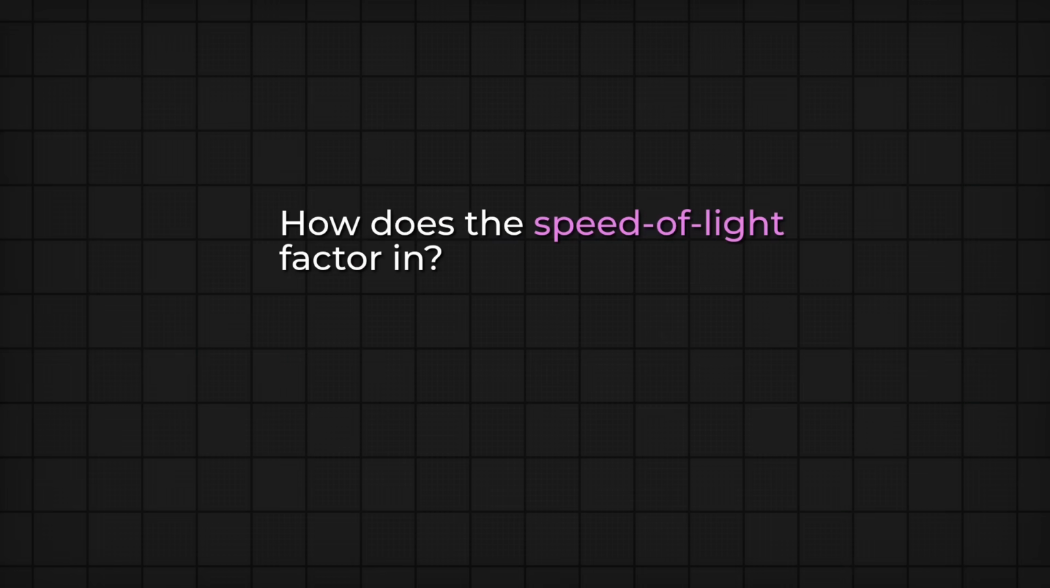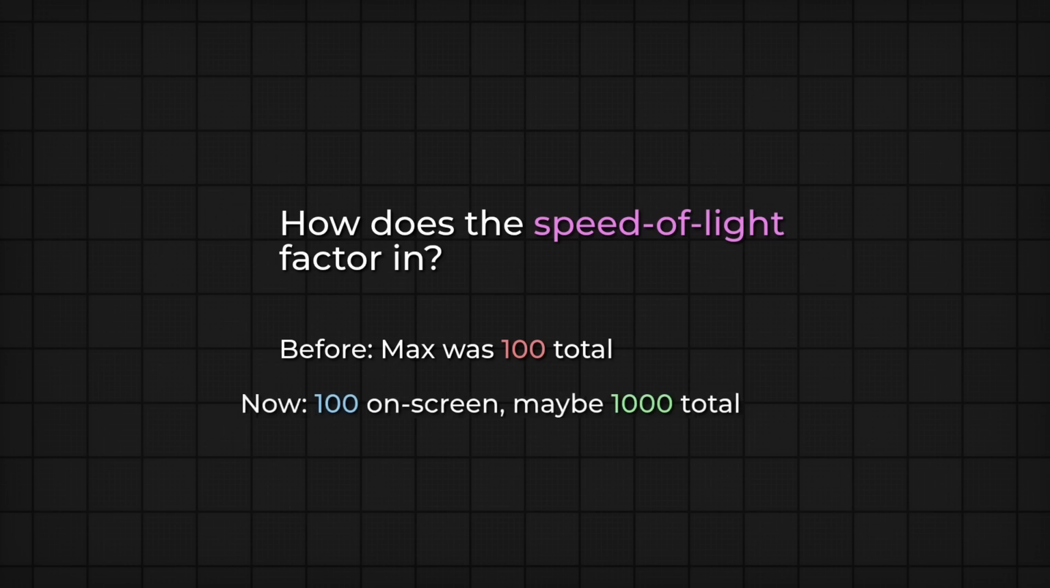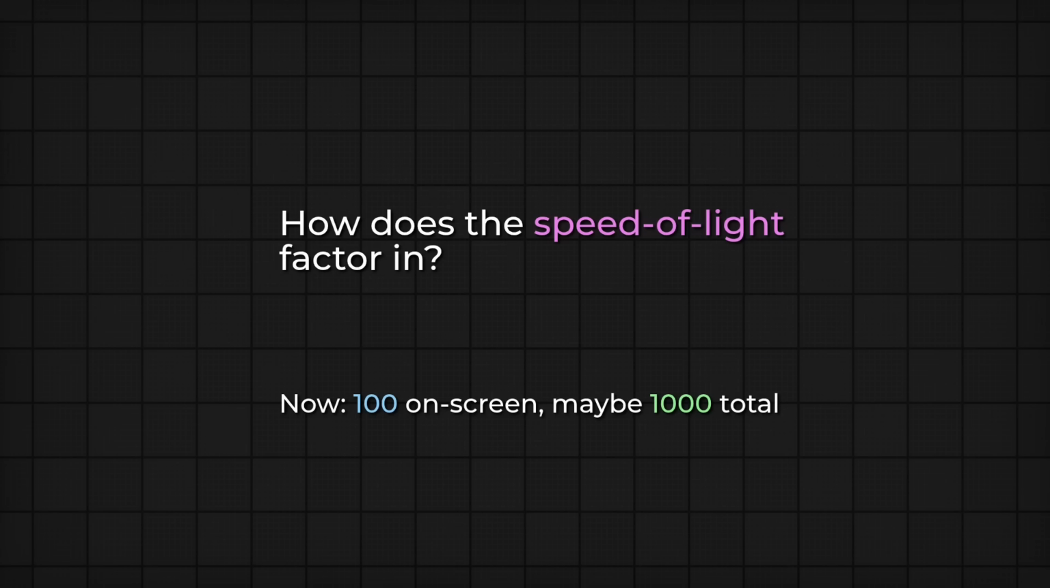How does the speed of light factor in here? Previously, it was the maximum speed that you could do certain operations, like, say, draw trees. That hasn't really changed. If I had a theoretical max of 100 trees before, that still applies. But the difference is now, they're the ones on screen, and the off-screen ones don't count anymore. The ceiling still exists, but now you could have 1,000 trees in the world, because only 100 would be on screen at any given time.